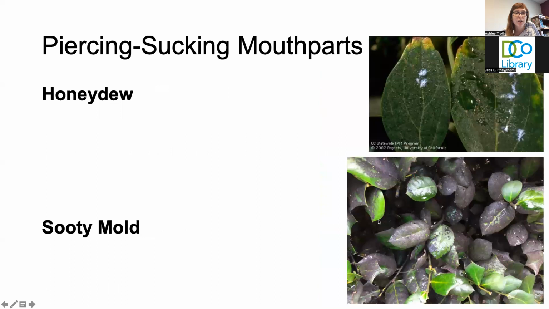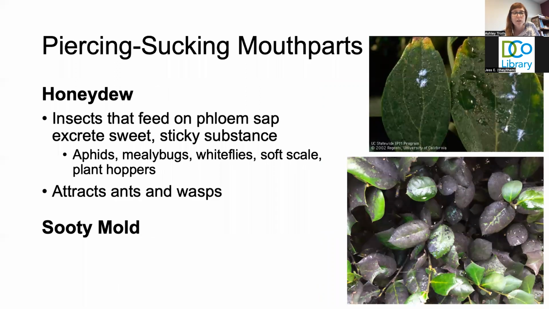The other thing that very much comes from piercing, sucking mouth parts, and aphids in particular, is honeydew and sooty mold. So honeydew, this is aphids, mealybugs, whiteflies, soft-scale, a lot of our true bugs. Basically, these are insects that feed on phloem, which is, again, the plant liquid that carries food and nutrients. What happens is that they are sucking out all this liquid, and it has much more sugar than it has protein, but they need a certain amount of protein. So they're going to keep sucking liquid until they get enough protein.